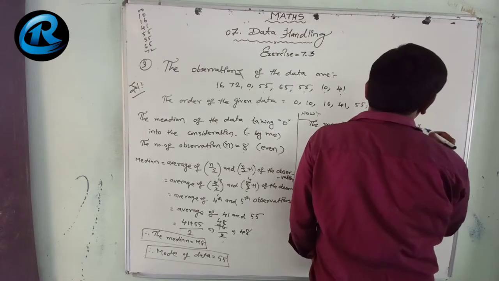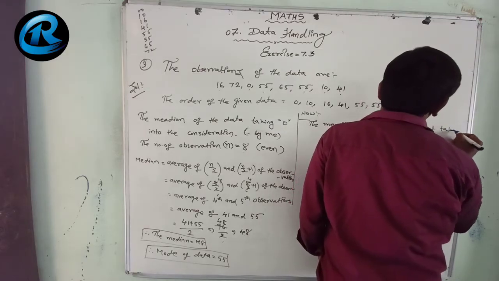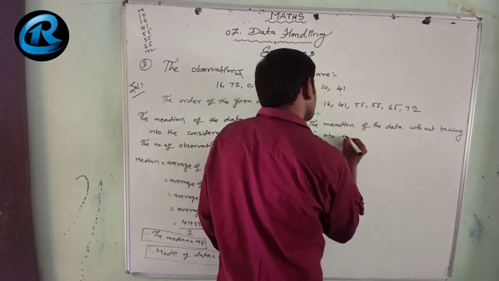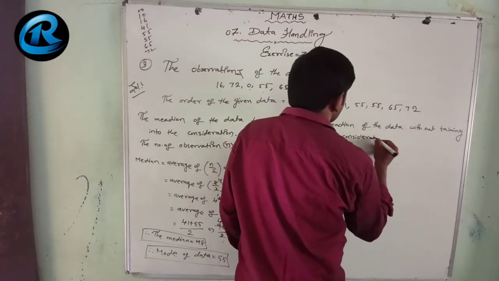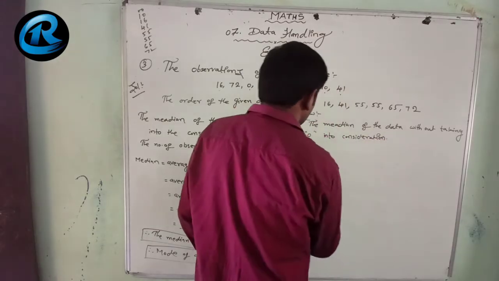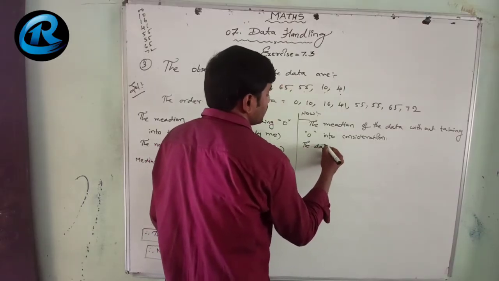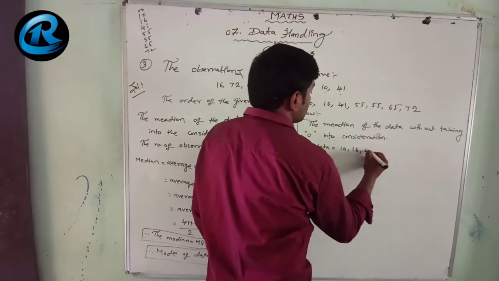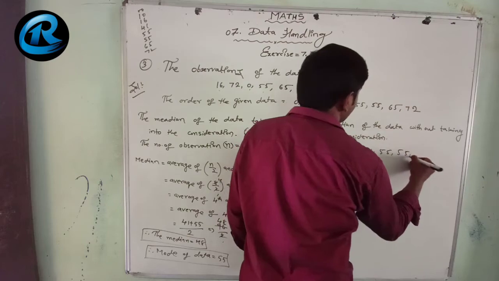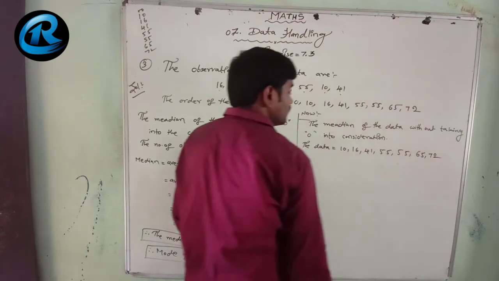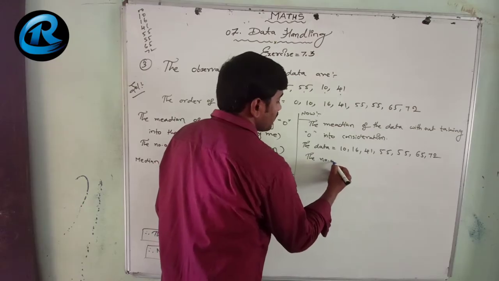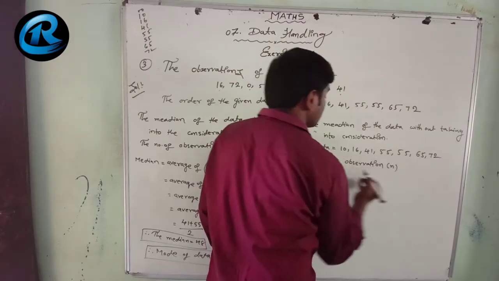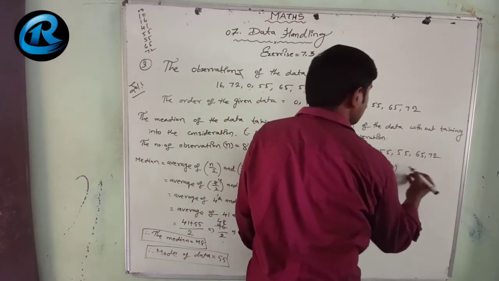Now the median of the data without taking 0 into consideration. That means the data, not considering 0, becomes 10, 16, 41, 55, 65, 72. The number of observations is n equals 7.